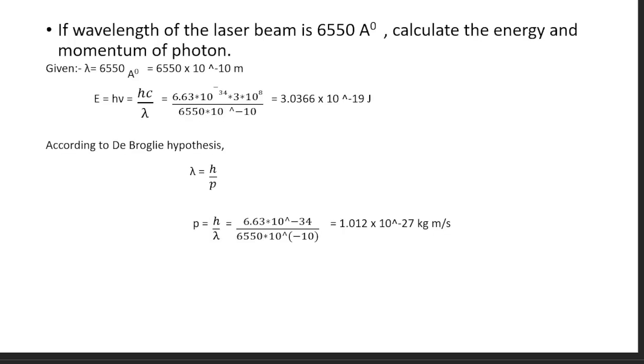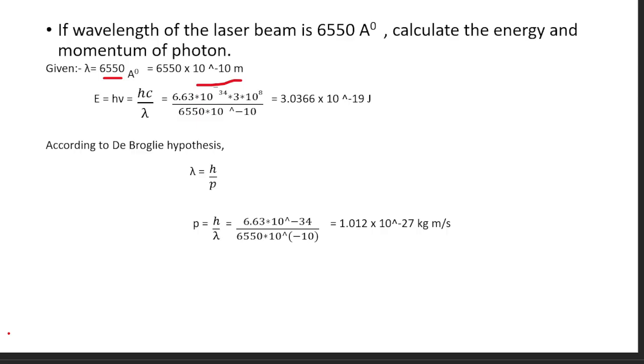Now we will see some numerical problems based on laser. The first problem is: if the wavelength of a laser is 6550 angstrom, calculate the energy and the momentum of the photon. They are giving the wavelength, denoted by lambda, equal to 6550 angstrom. We have to convert this lambda into meters, so multiply this value by 10 raised to minus 10 meter. We have to find the energy and the momentum of the photon.